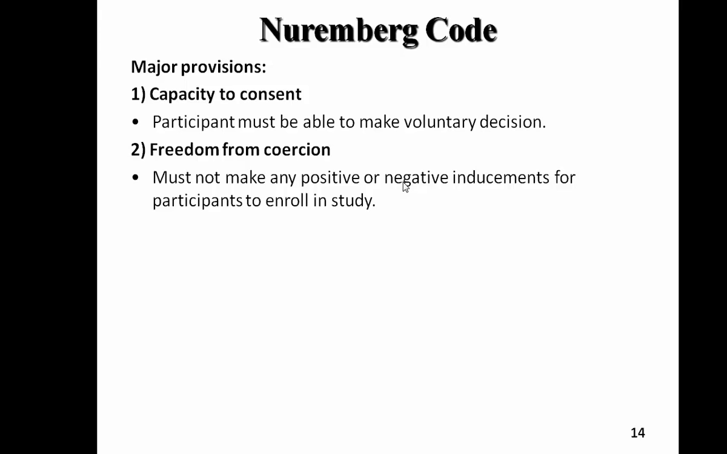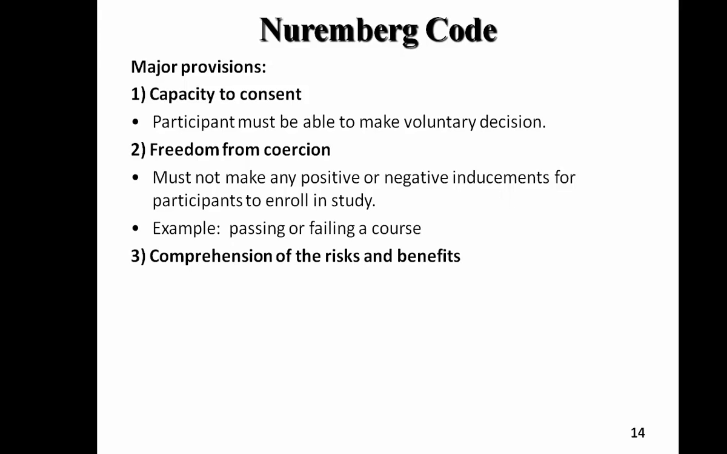An example of a positive or negative inducement is passing or failing a course. A professor who tells their students, well, you can pass my course if you come into my lab as a research subject or participant, and if you don't, you run the risk of failing the course, that is a clear violation of the Nuremberg Code, as well as a violation of policies at every university in the country.